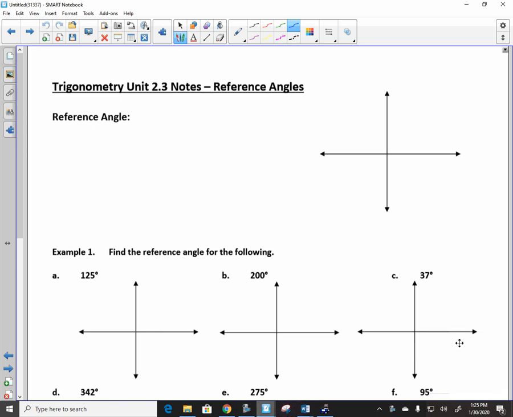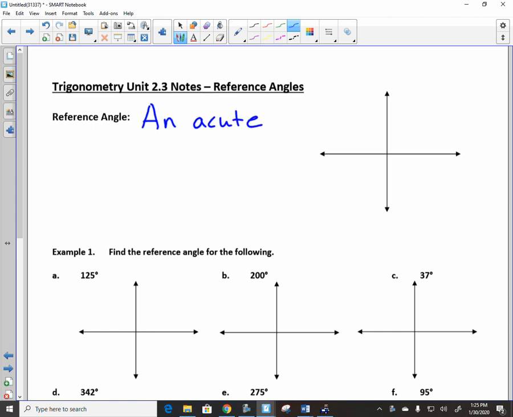Today, there's two things we're going to learn. The first one is on your worksheet. After that, we're just going to take a small amount of notes. But we want to know about a reference angle. It's going to help us do our lesson for tomorrow. A reference angle is an acute angle.